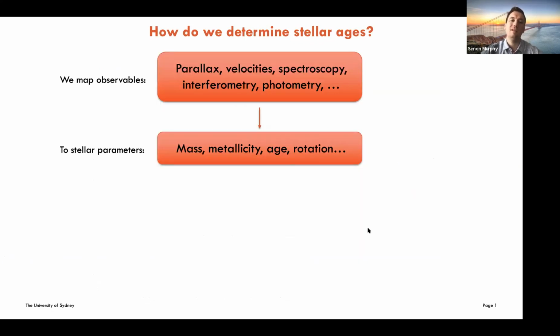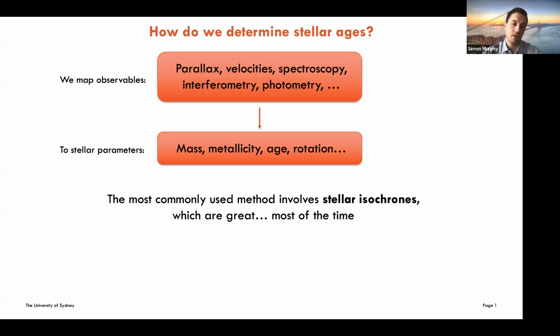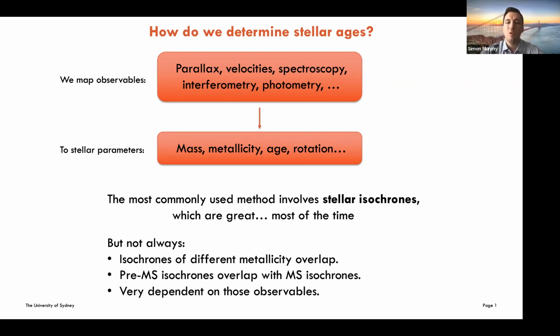So how do we determine stellar ages? Normally what we're doing is we're mapping some set of observables. So that could be parallaxes, velocities, you could have some spectroscopy and so on. We're trying to map them to some stellar parameters: mass, metallicity, age. Sometimes we include rotation. And the most commonly used method to do this involves stellar isochrones. And those are great most of the time, but they're not always great.